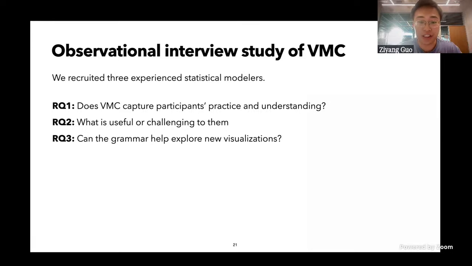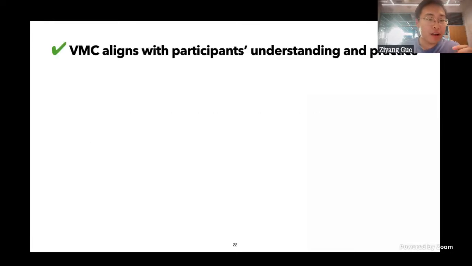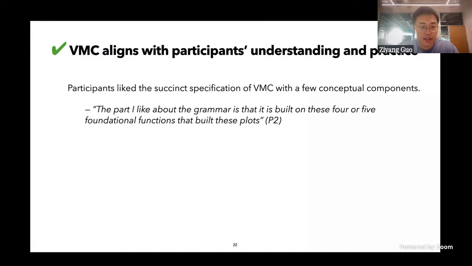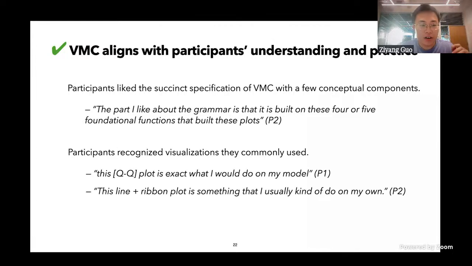Okay, so the first result from our interview study is that we found our grammar aligns with participants' current understanding and practice. The participants like the simple specification of a grammar with a few concepts of components that covers the variation or the choices of doing model check visualization very well. Our participants also recognize the visualizations that they commonly use in their practice, like the QQ plot or the line ribbon plot.